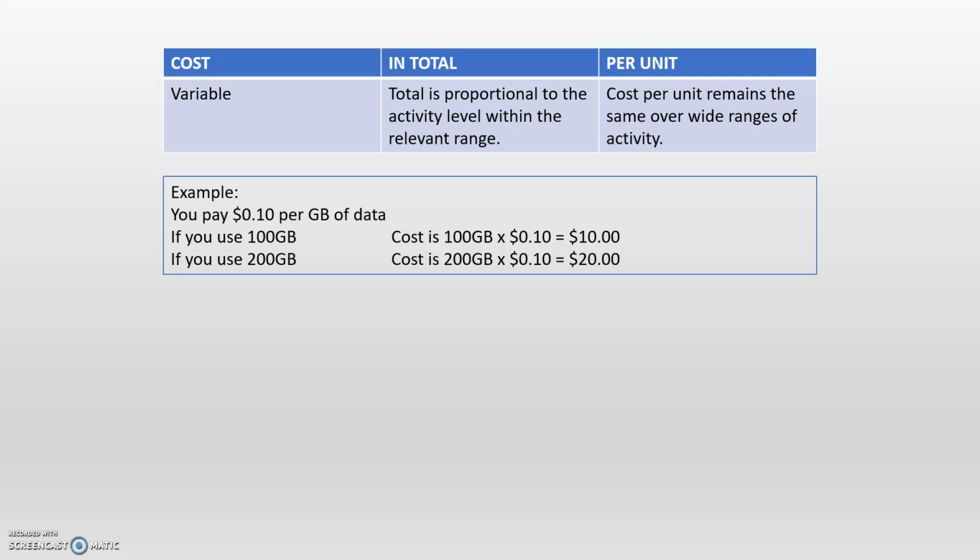For example, if you pay 10 cents per gigabyte of data and you use 100 gigabytes, then the cost is 100 times 10 cents, which is $10. Now, if you use 200 gigabytes of data, the cost is now 200 times 10 cents, which is $20. Doubling the data usage has doubled the total cost, but the cost per unit has stayed the same.